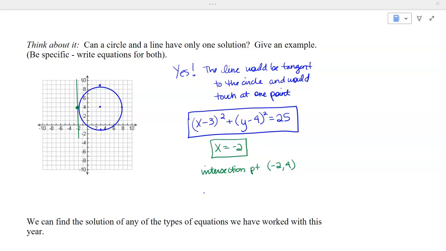So I ended up using the same circle that I did in the previous example, where the center's at 3, 4, and it's got a radius of 5. And I just drew a vertical line that touched the circle there at x equals -2. Actually, the intersection point is at -2, 4.